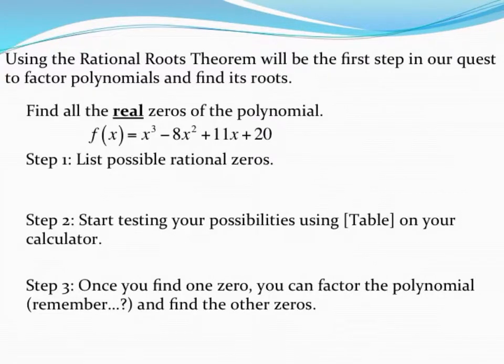Let's use the rational roots theorem to help us find all the real zeros of this polynomial. So in previous examples, they've given us a zero to start with, in which case we were able to use synthetic division and find the other zeros. However, in this case, we don't have anything to start with.